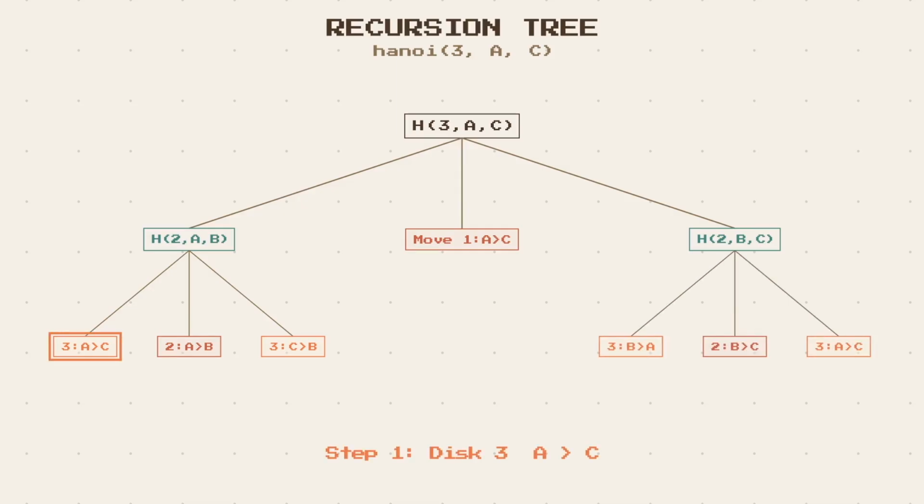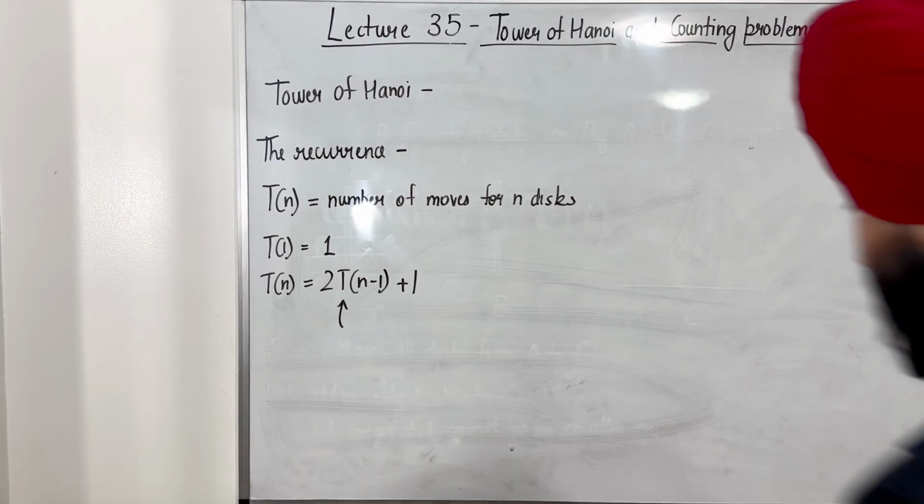Now watch the execution order. Step 1, 2, 3, 4. That's the big move in the middle, and then we have 5, 6, and 7. So those are the exact 7 moves that we just saw earlier. So 7 moves, which is 2 to the power of 3 minus 1. And now let's write it on the board.